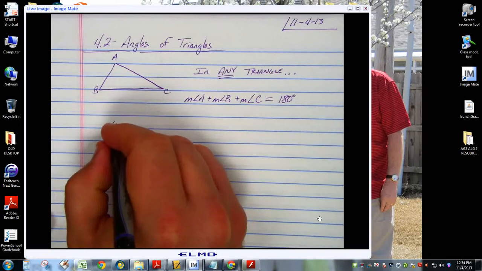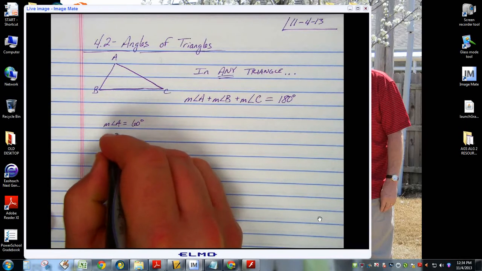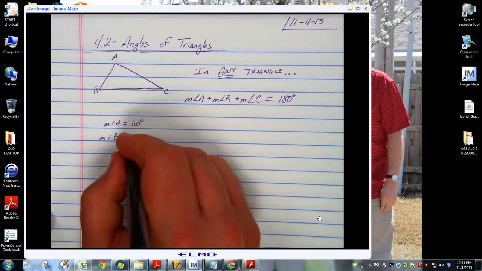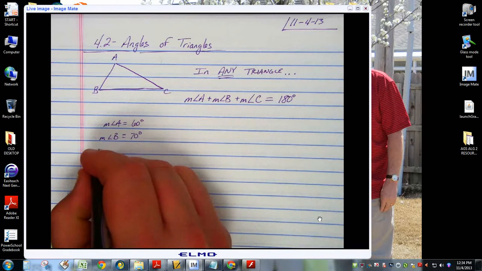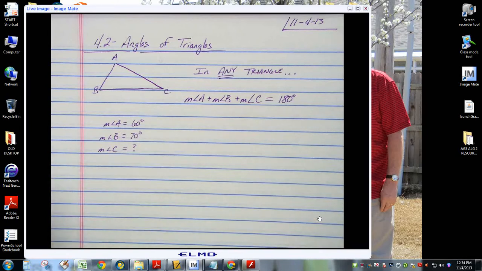So if the measure of angle A is equal to 60 degrees, the measure of angle B was equal to 70 degrees, what would the measure of angle C be equal to? 50. Yep.